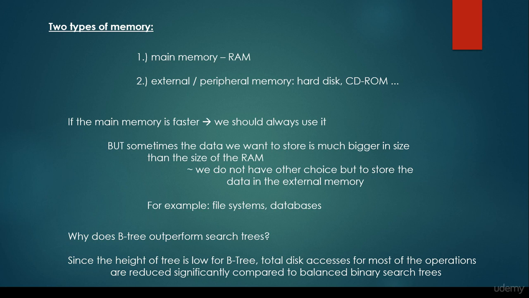Okay, so why does B-tree outperform search trees? Since the height of tree is low for the B-tree, then the total disk accesses for most of the operations are reduced significantly compared to balanced binary search trees. So basically this is the first reason why it's very good to use B-trees for external memory.